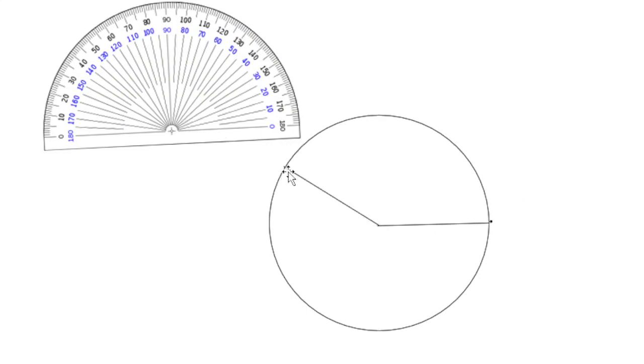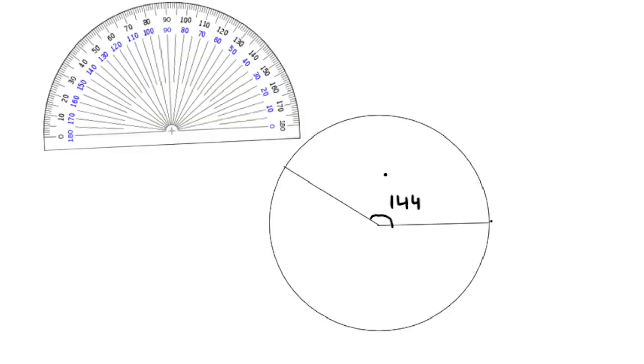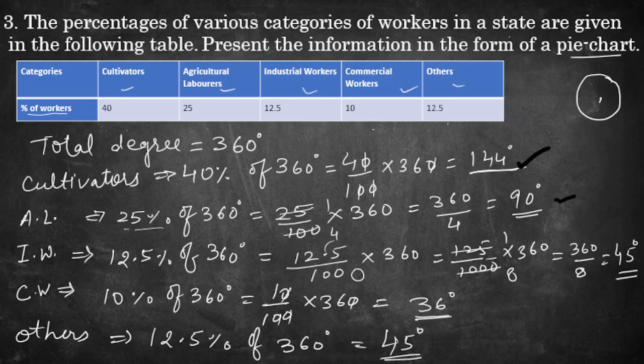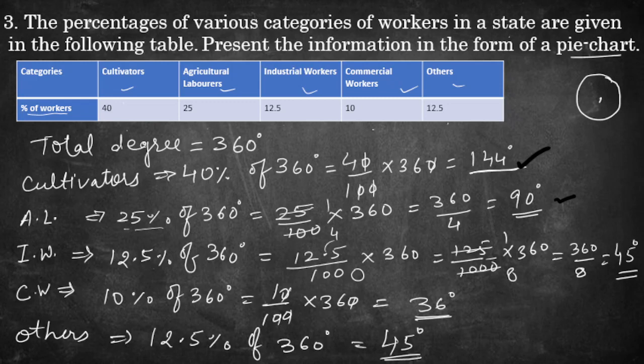Now this line will work as baseline because this we have drawn as 144 degree. Okay, so this line will work as baseline. And now next is 90 degree for agricultural laborers. Okay, this one is industrial, sorry, yes, it is cultivators. 144 degrees cultivators, so here it is cultivators. Okay, now agricultural laborer, it is 90 degree.